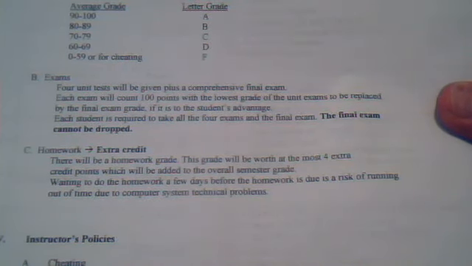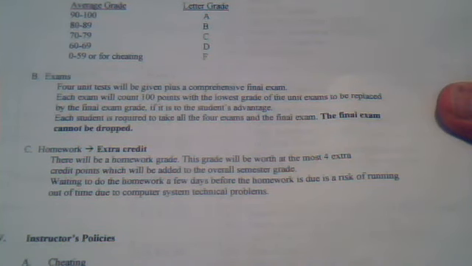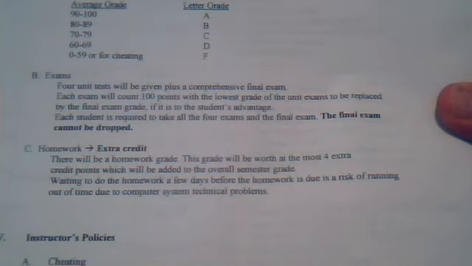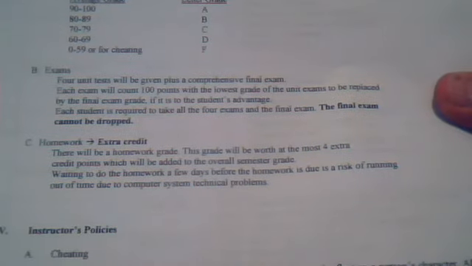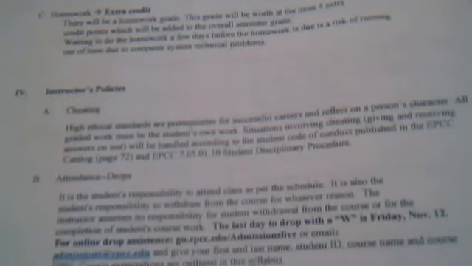So if you have an 87 for your course average, and you get 100 on all your homework, which is 4 more points, then the grade you're going to have is a 91. So it's worth it, but again, it's extra credit. If you don't do it, it doesn't hurt you, and if you do it, it can only help you.